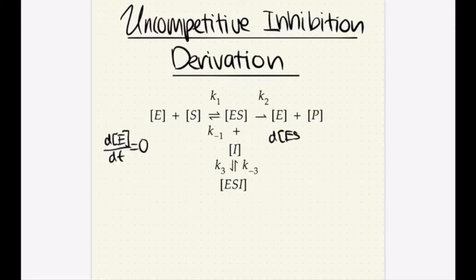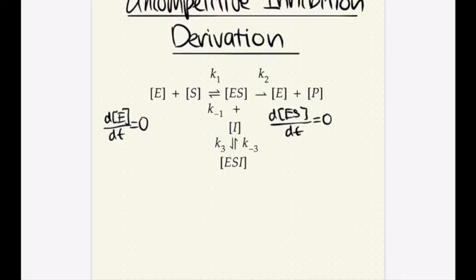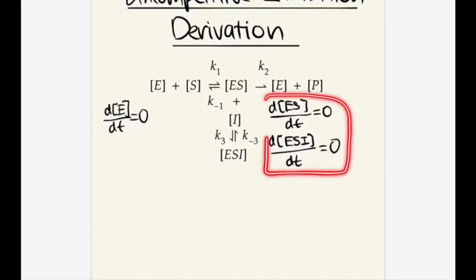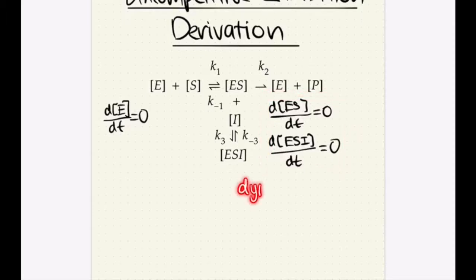We're also going to be stating that the enzyme-substrate complex concentration change over time will be equal to 0, and that the enzyme-substrate inhibitor complex concentration change over time is going to be equal to 0. And this is because we're assuming the dynamic equilibrium.